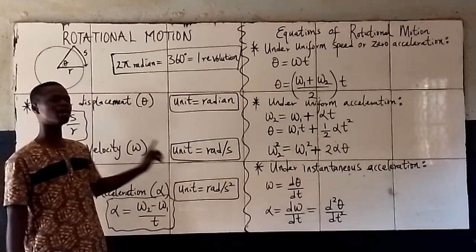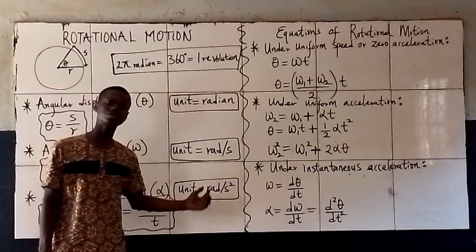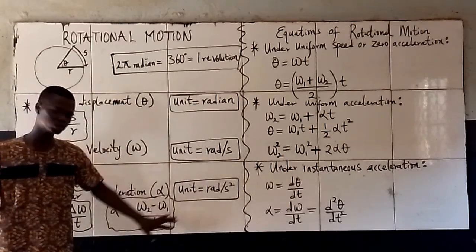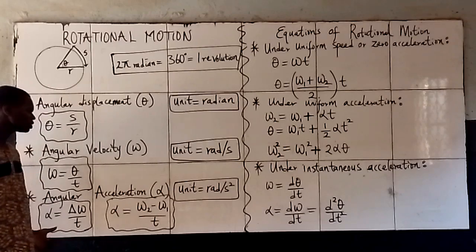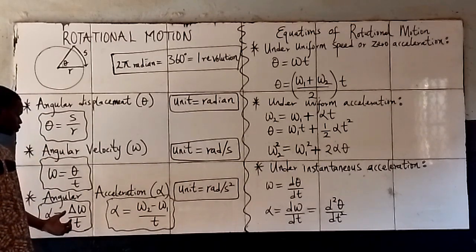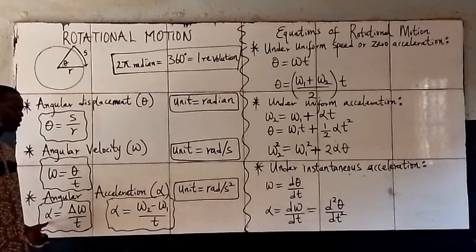While for angular velocity it's just radian per second, for angular acceleration it's radian per second squared. So there is a difference between the two units. Now looking at it from here, what is the formula to get our angular acceleration? We can use alpha equals delta omega over t. I will explain.